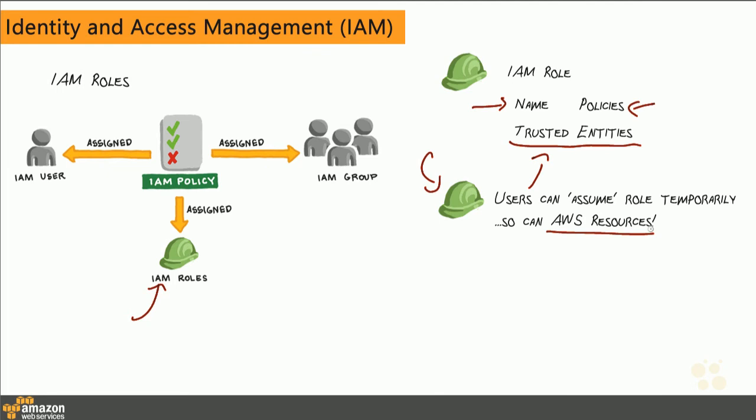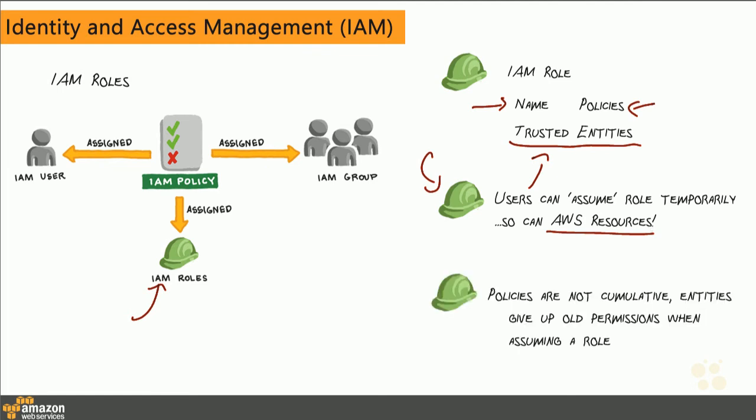So roles are simply temporary permissions that a user or a resource can put on, can wear, like a hat. And the one important thing to understand about roles is that these policies are not cumulative. So when a user puts on a role, when they assume a role, they actually lose their old permissions. They are temporarily becoming someone else and getting different access to the system in order to get those permissions.